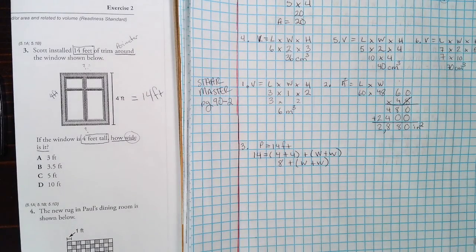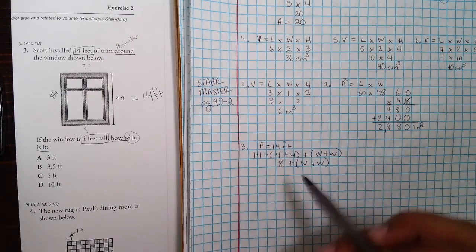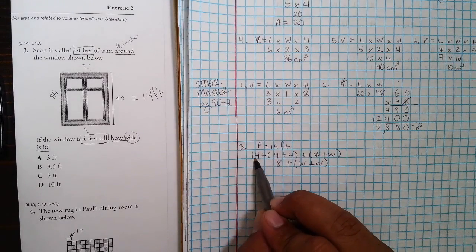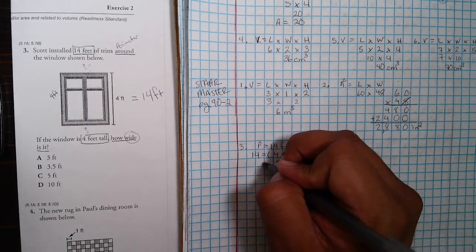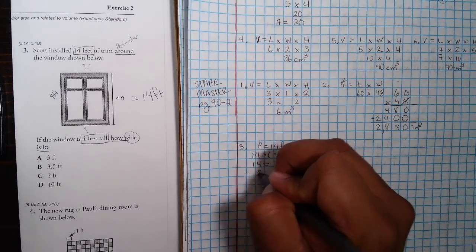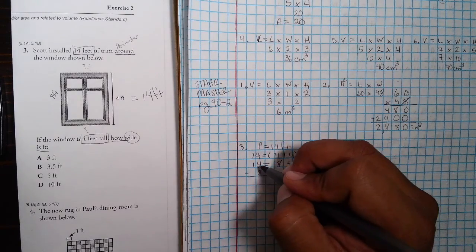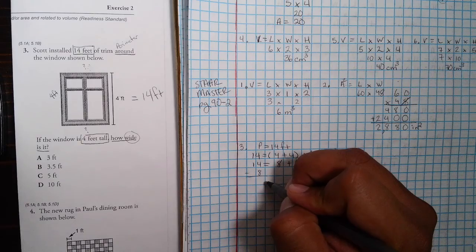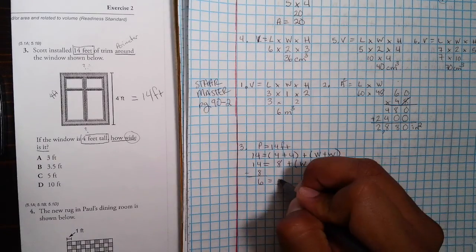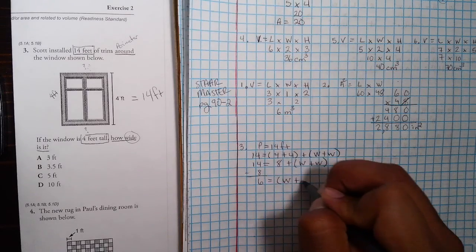Now what I need to do is take away this 8 from the total amount that we have for our perimeter. So what I'll do is take this 14 and subtract 8 from it. So 14 minus 8 is going to give me 6 equals W plus W.